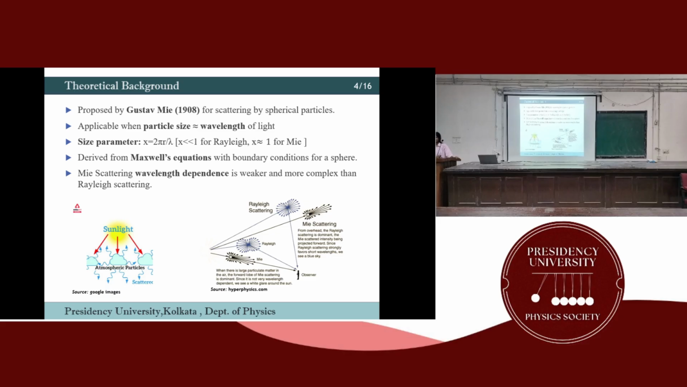Derived from Maxwell's equations with boundary conditions for a sphere. This scattering applies when the particle size is comparable to the wavelength of light. For Rayleigh scattering, the particle size is much less than the wavelength of light.